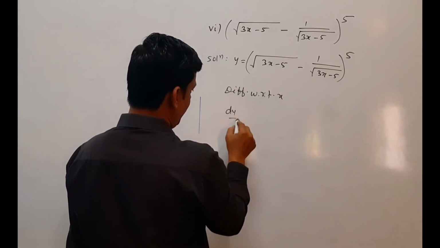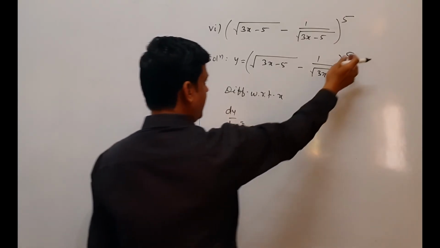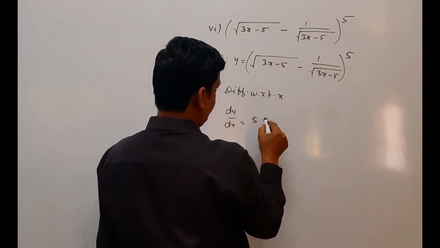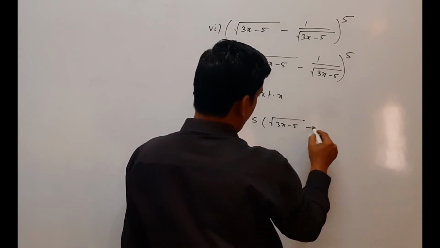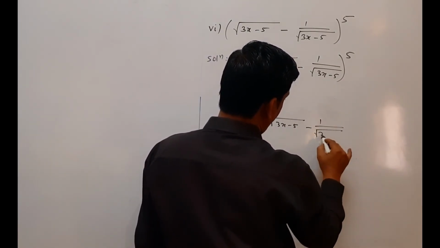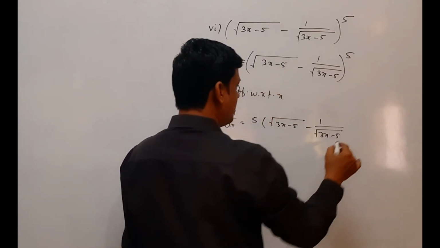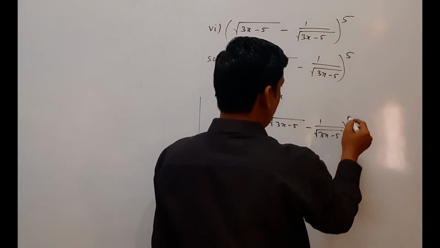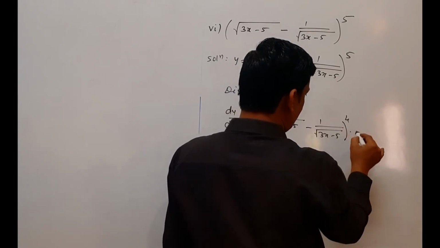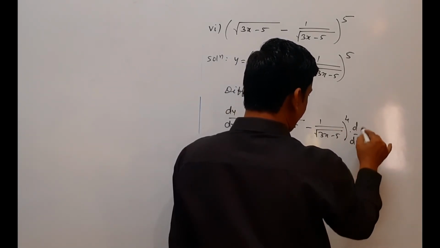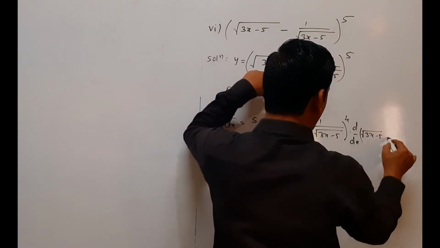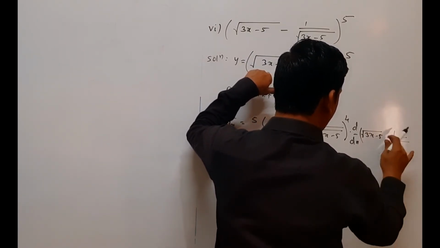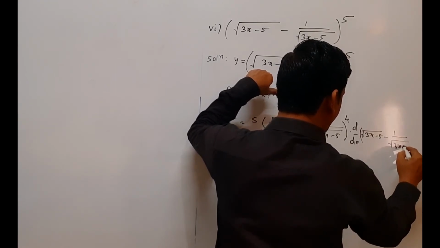So derivative of y is dy by dx. We write this power in multiplication. So 5 into root of 3x minus 5 minus 1 upon root of 3x minus 5 bracket raised to the power 5 minus 1, that is 4, into d by dx of this bracket. So we write 3x minus 5 minus 1 upon 3x minus 5.